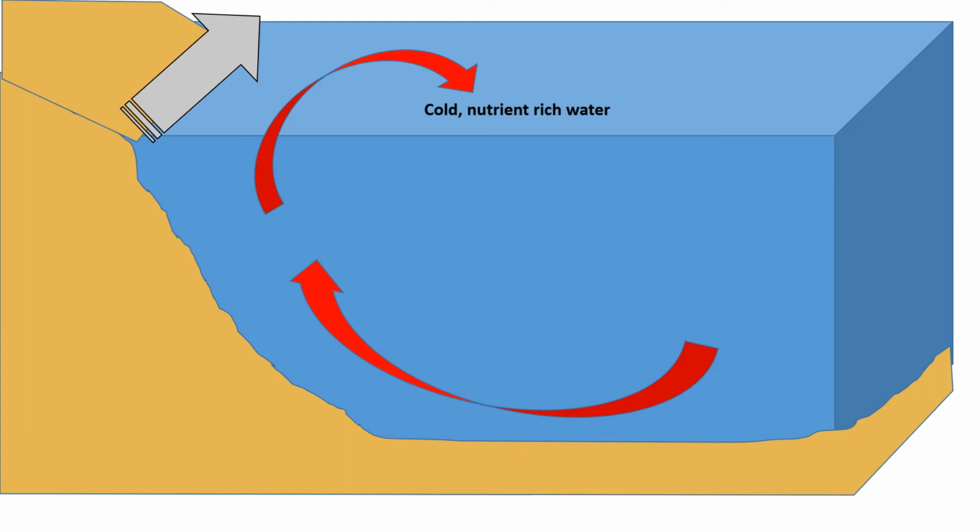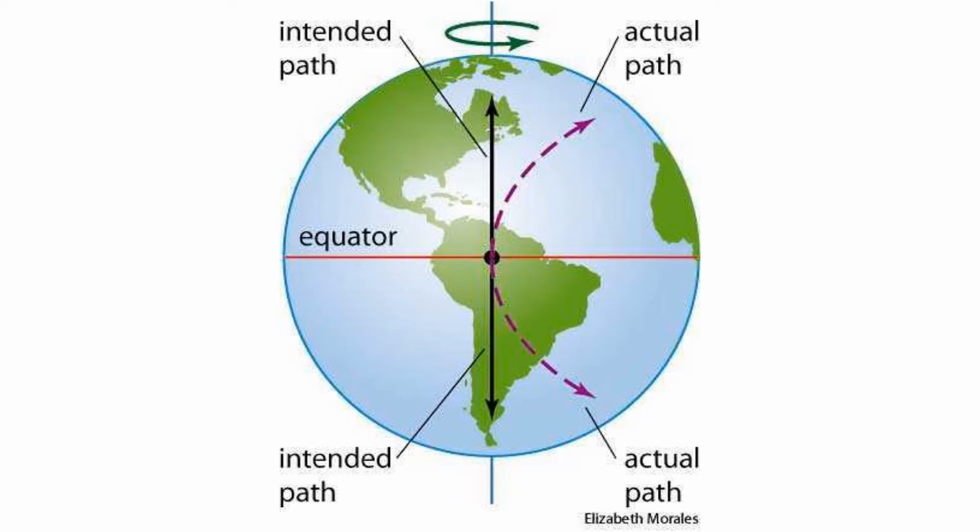Upwelling occurs as a result of the Earth's wind patterns and rotation, specifically the Coriolis effect. The Earth rotates on its axis from west to east, causing winds to move water at right angles to the direction the wind is blowing. Thus, in the northern hemisphere, the winds generally tend to veer right, and in the south, they veer left.